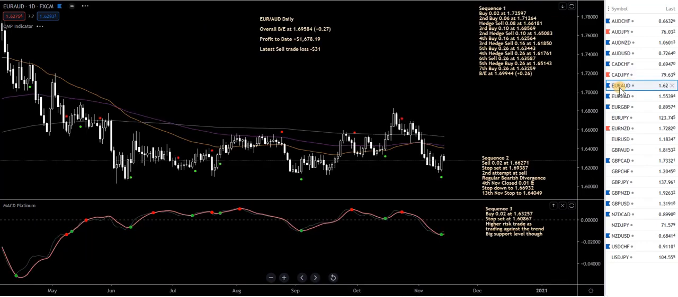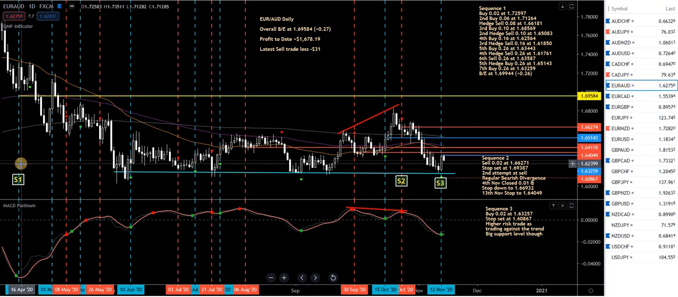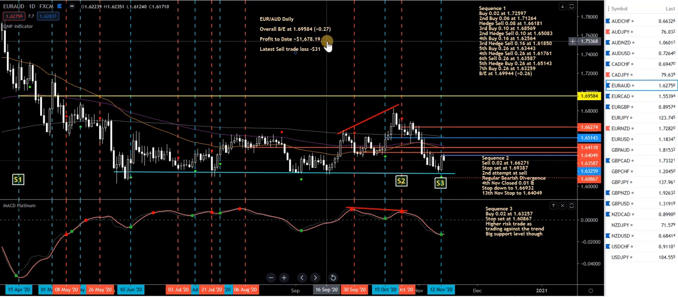Euro Aussie, another one of my little problem pairs, sequence from a long time ago. But the good thing about this, if I can find it, making good coin on it, good money, $1,600 there.